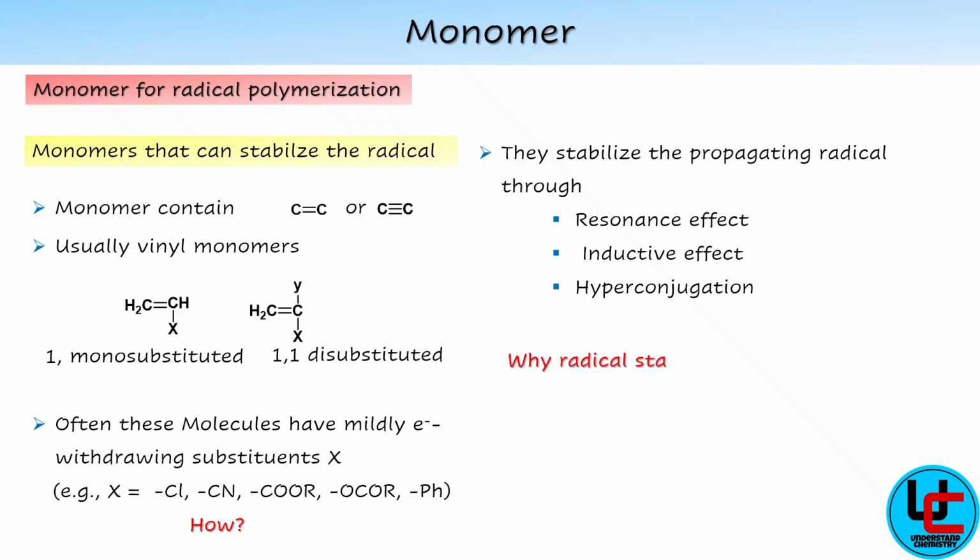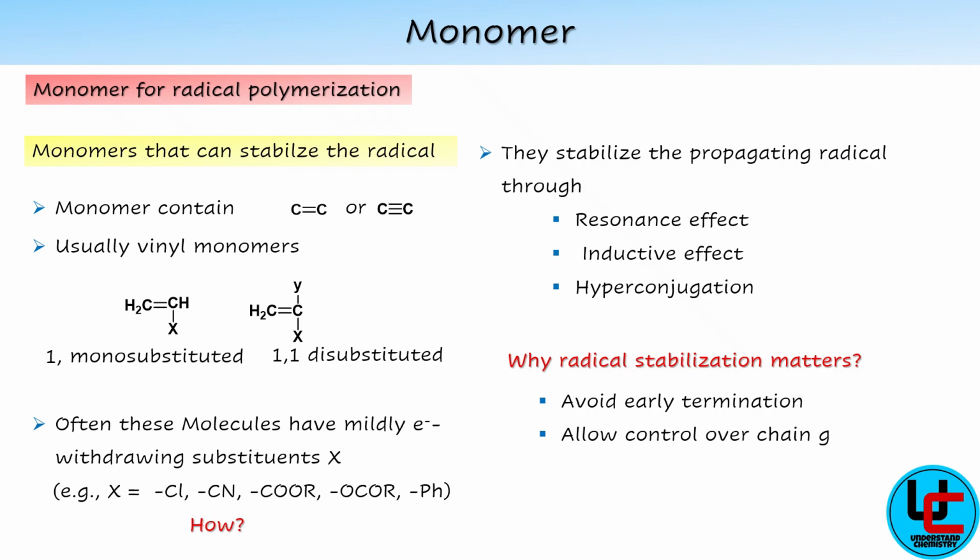Now the question is why radical stabilization matters. This stabilization is critical for controlled chain growth in radical polymerization reactions. Actually, the radical stabilization raises the activation energy required for the termination reaction much more than it raises the activation energy for propagation.